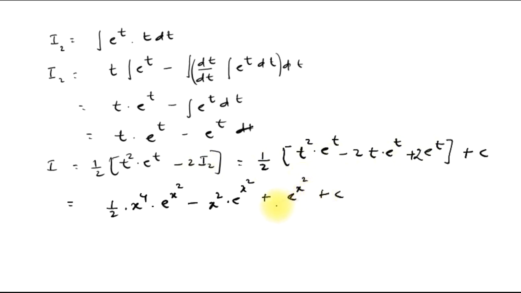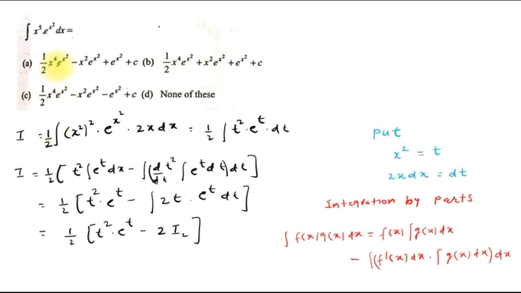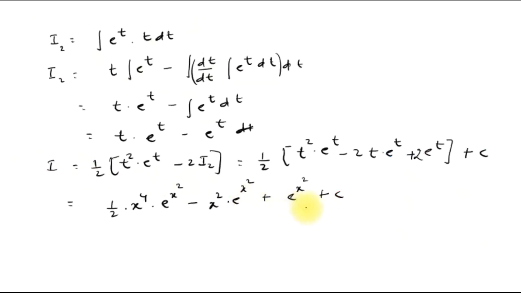So if we look at the options, we see option A, which is equal to half x to the power 4 e to the power x square minus x square e to the power x square plus e to the power x square plus c, is the correct one. So option A is correct.